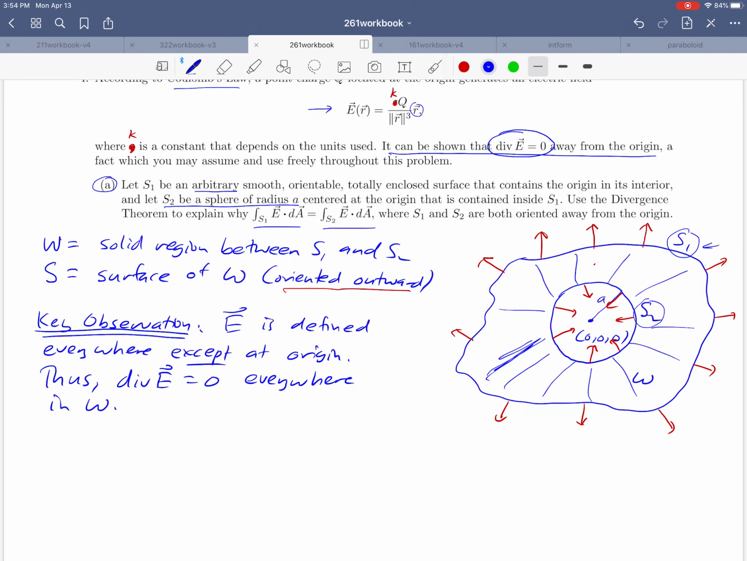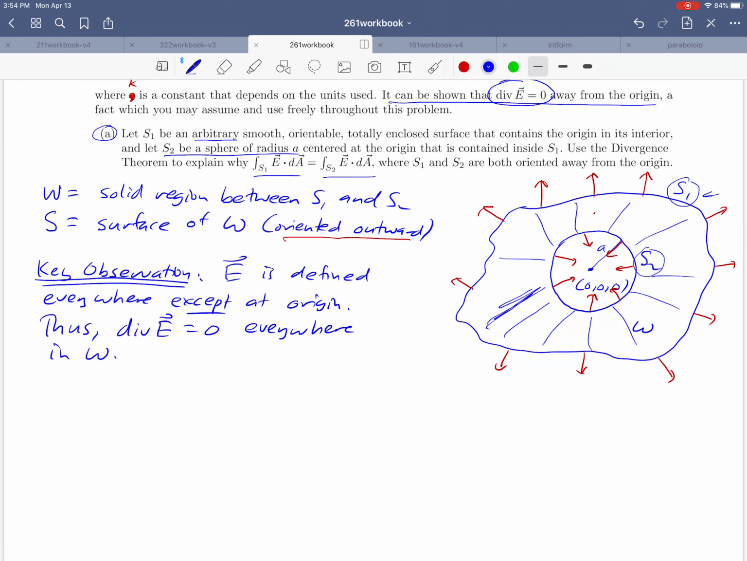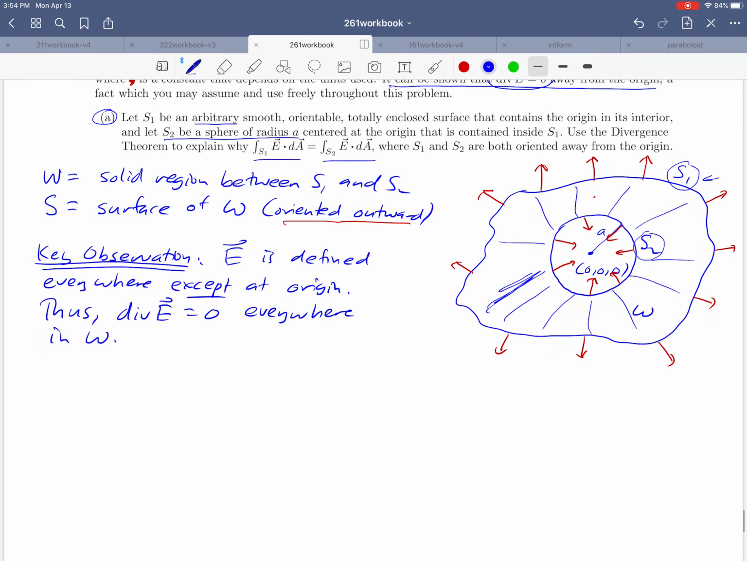Okay, we're going to use that fact, and it's going to lead us exactly where we want to go here. All right, so by the divergence theorem then, here's what we can say. The integral over S, and remember S is this two-part surface of W, has to be equal to the triple integral over W of the divergence of E dV. That's exactly what the divergence theorem says.